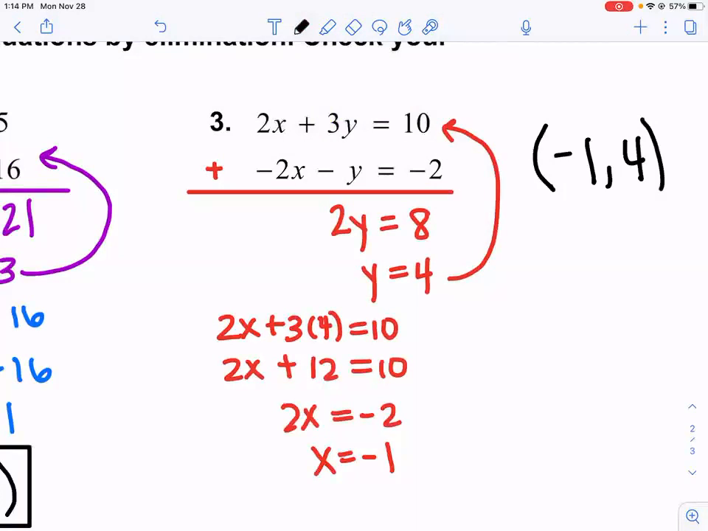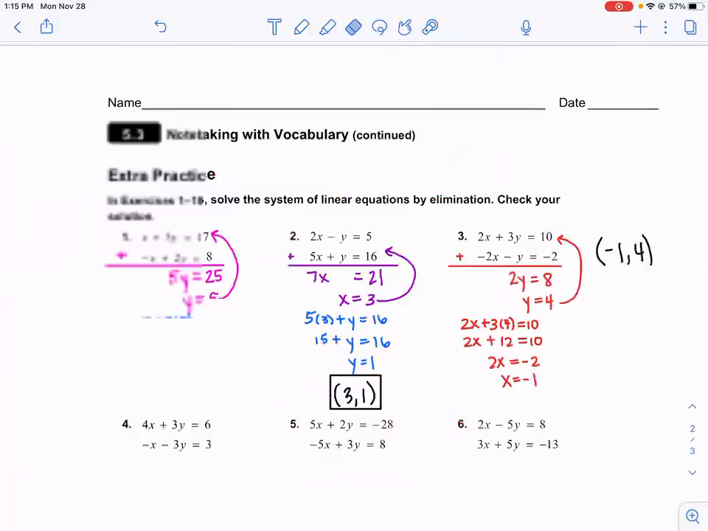2 times negative 1 plus 3 times 4. Does that equal 10? Yeah. Okay, that's good. Negative 2 times negative 1 minus 4. Does that equal negative 2? All right. There's our intersection. All right, go ahead and turn the page.